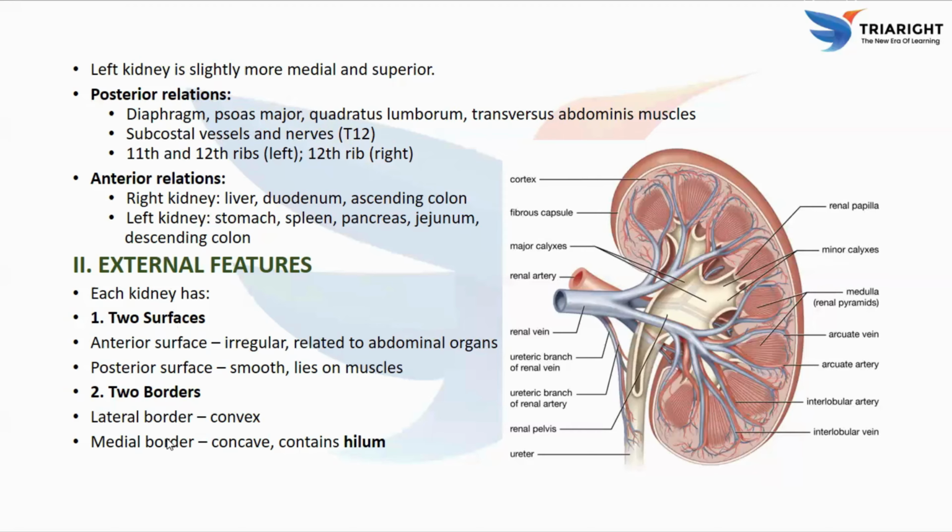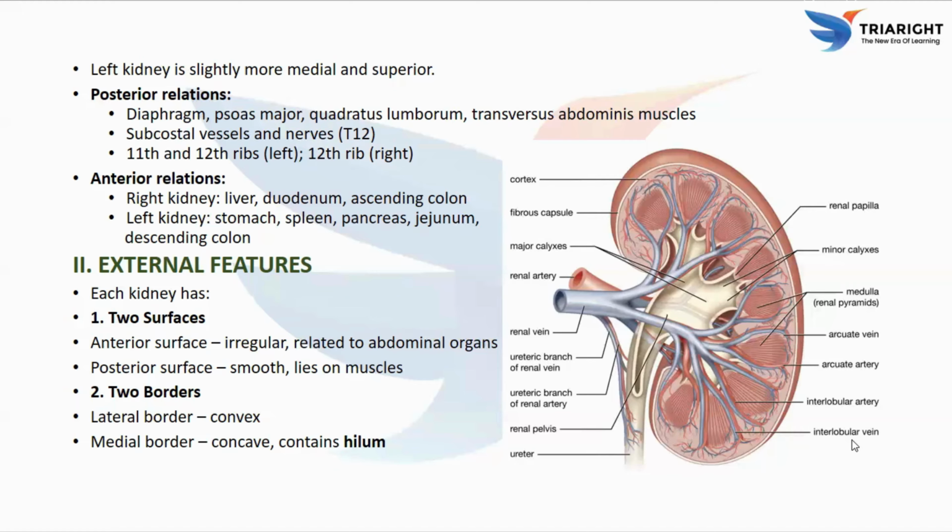And you have two borders: the lateral border, which is convex, rounded outward, and the medial border, which curves inward and is concave. This contains the hilum. The hilum is a gateway where structures enter and exit, structures like the renal artery, renal vein, and also the ureter.